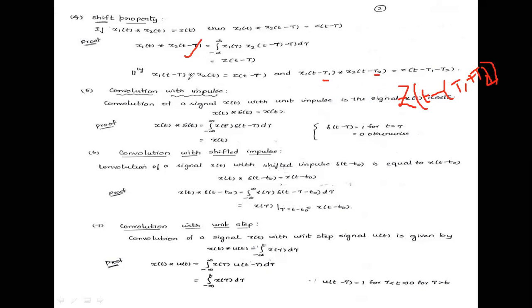When any one of the signals is shifted, the output is also shifted by that same amount. But if both the signals are shifted, by t1 and t2, the output is shifted by the sum of the two shifts, t minus (t1 plus t2). Okay, fourth one done. And the fifth property: convolution with impulse.